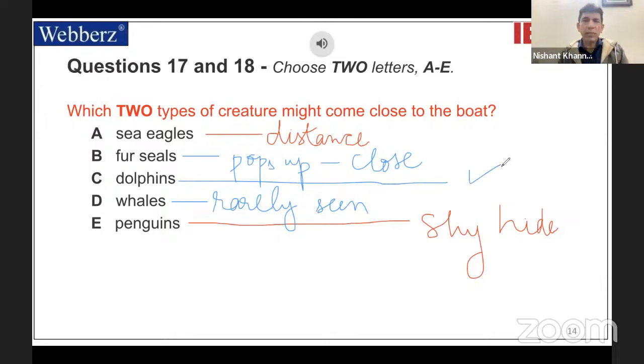Okay, so these are my answers. Let us see. The answers are B and C. Pop-up is close and dolphins are again close.